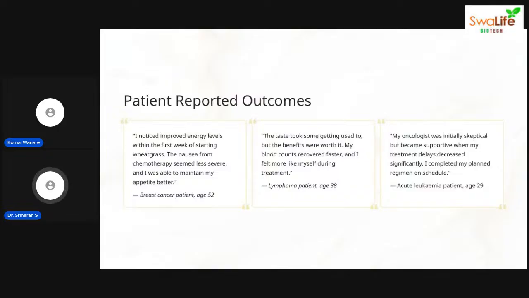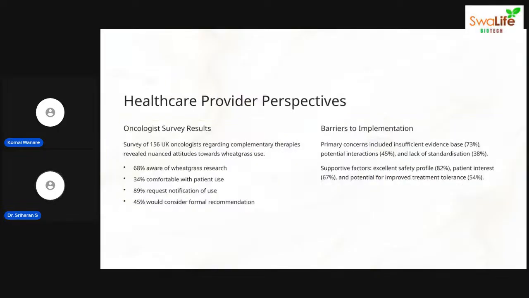Another one is an acute leukemia patient, age 90. They say their oncologist suggested this as supporting treatment. While taking it, the treatment delay also decreased. They also gave a gradual effect and benefit on the treatment. So this is the patient-reported outcome from our wheatgrass case study.